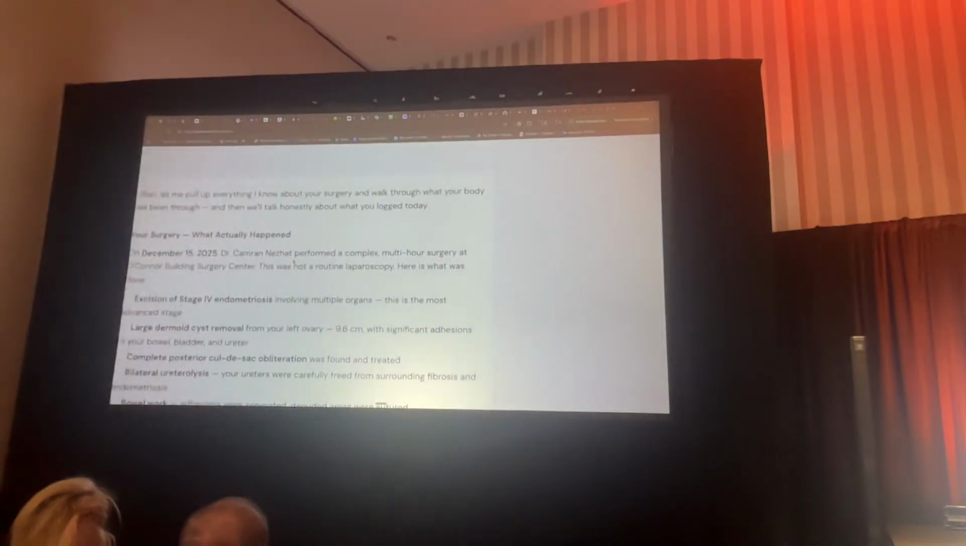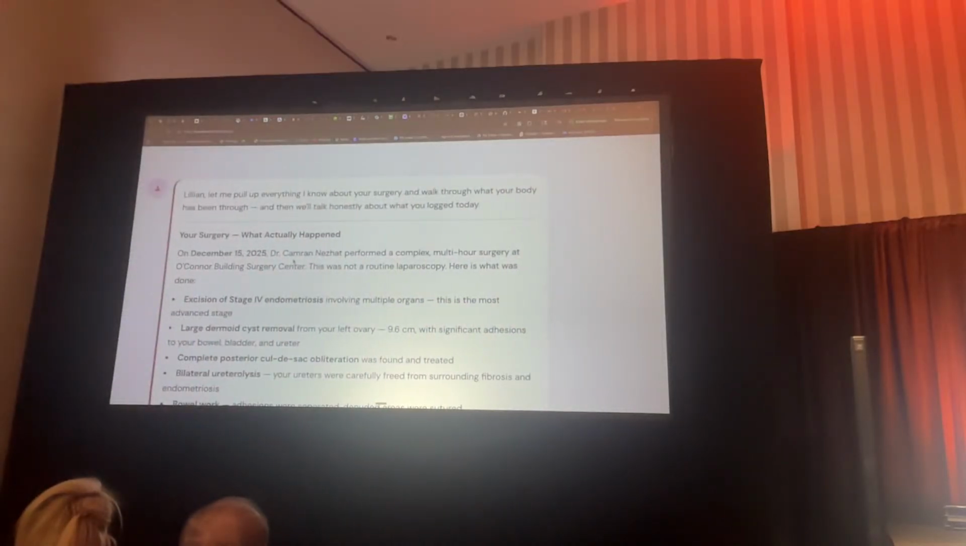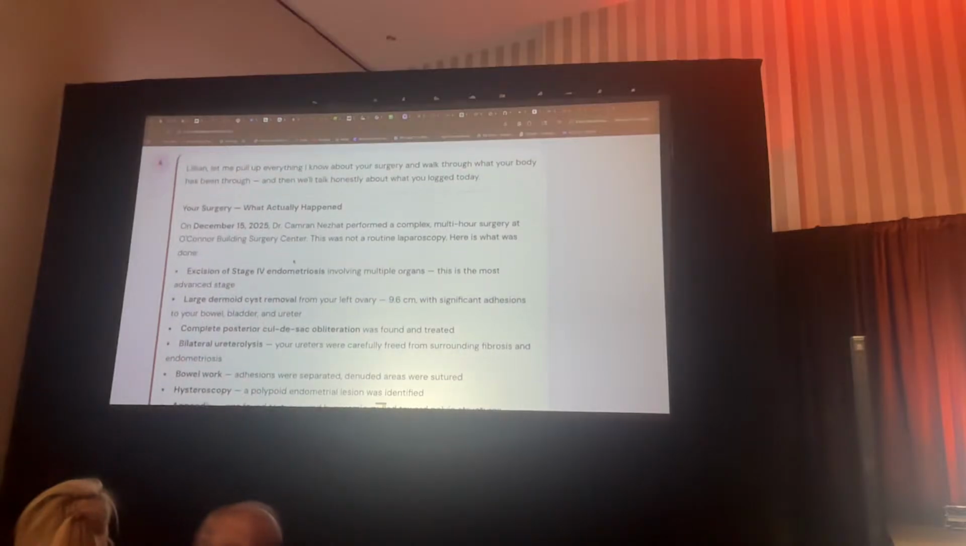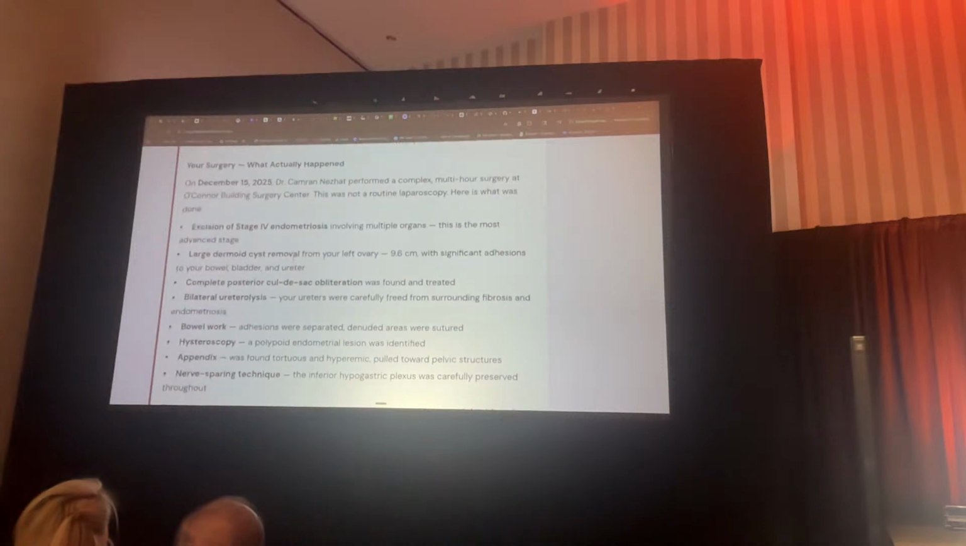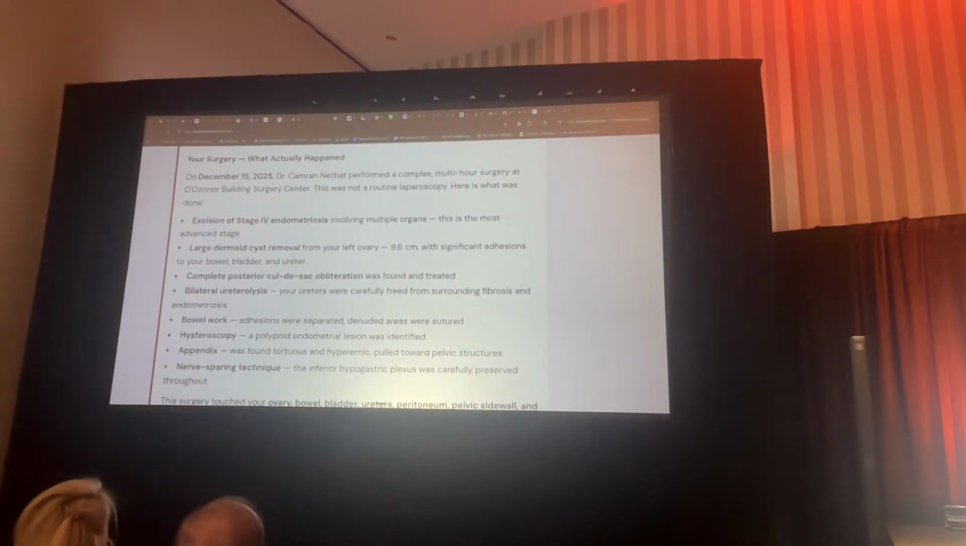Lillian, let me pull up everything I know about your surgery and walk through what your body has been through. And then we'll talk honestly about what you logged today. Your surgery. What actually happened? On December 15th, 2025, Dr. Camran Nezhat performed a complex multi-hour surgery at O'Connor Building Surgery Center. This was not a routine laparoscopy. Here is what was done.